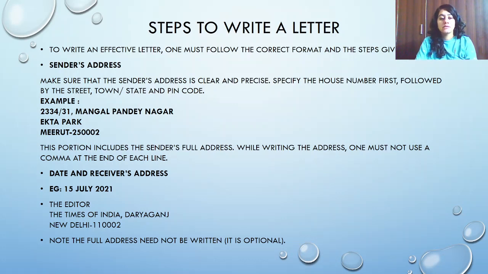Now after that, the date will come, and then it will be followed by the receiver's designation and address. In most of the letters we do write the receiver's designation and address. If we are not mentioning the designation of the receiver, then it will be very difficult for us to know who we are writing to or who it should go to directly. So the editor, as you can see, the Times of India, Daryaganj, and then the complete address followed by pin code.